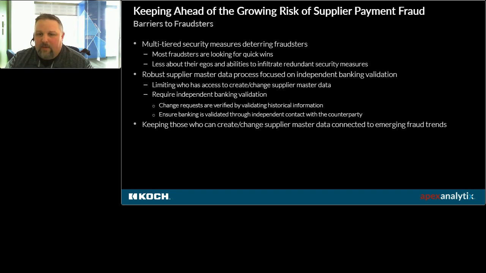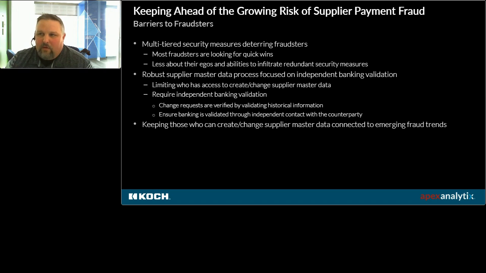The robust supplier master data processes that are focused on independent banking validation really help us limit who has access to creating and changing master data. The leverage capability model helps us achieve that, but also the fact that we're requiring the suppliers to populate their information within the portal really helps us make that more efficient and ensure that we have the right people focused on the right roles. And then ultimately requiring that independent banking validation is a necessity.